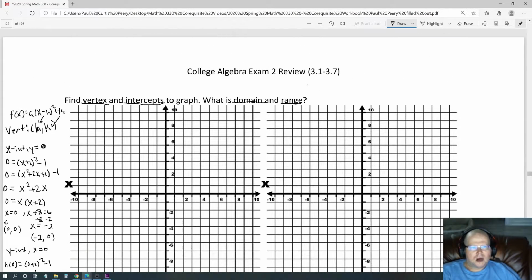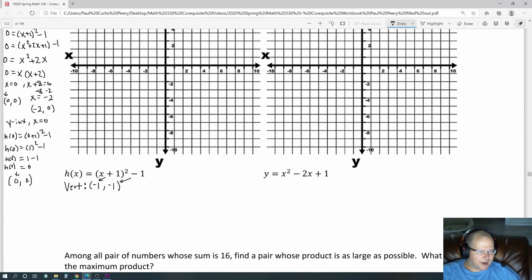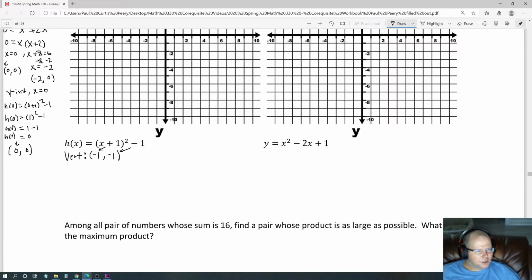Now we want to find the domain. Okay, now this is a quadratic. It has the second power. So we know at this point the domain is negative infinity to positive infinity.